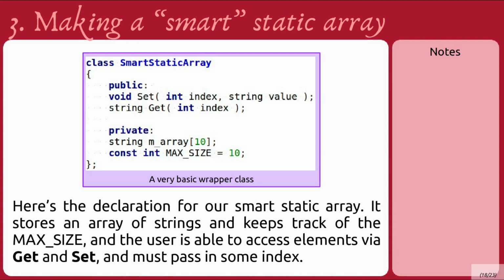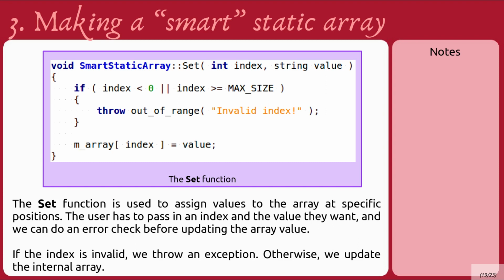So with the declaration of our smart static array, it stores an array of strings and it keeps track of the maximum size of the array, and it also has a get and a set function. Both of these we must pass in some index to access something. The set function is used to assign values to the array at specific positions. The user has to pass in an index and the value they want, and we can do the error check before updating the array value. If the index is invalid, here we throw an exception. Otherwise, we update the internal array.